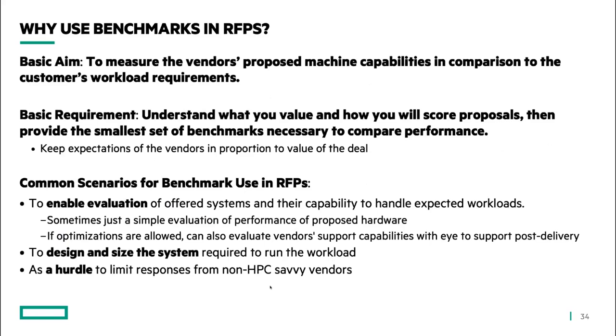The time and effort we'll do for a $500 million procurement is different than what we can do for a $1 million procurement. When using benchmarks and RFPs, there's a number of different scenarios that we see. The first, as I've mentioned, is to enable evaluation of the different systems and their capabilities. And sometimes that's just a simple evaluation. Sometimes it's also looking at the vendor's support capabilities and collaboration. They're often used to design and size the system. We want a machine that will be able to run this workload in this time frame.